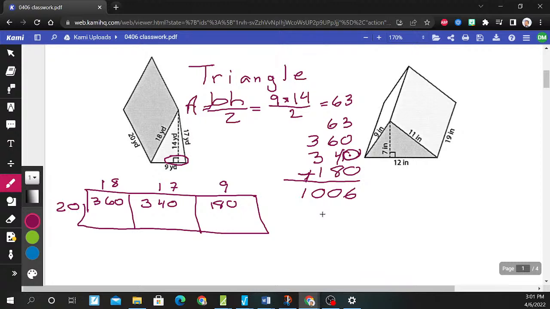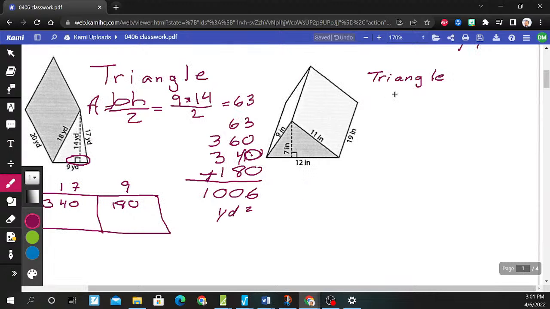So again, we start off with a triangle. Area equals base times height divided by 2. Base and height come from this corner right here. So that's 7 times 12 divided by 2, which gives us 42. But we have two 42s.